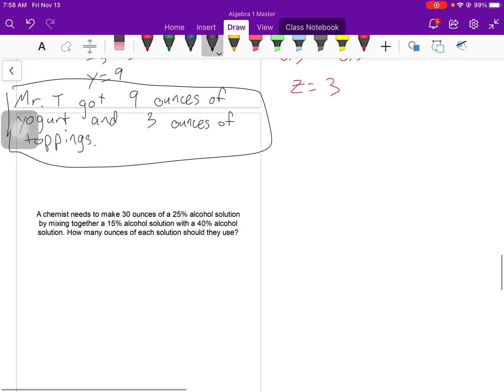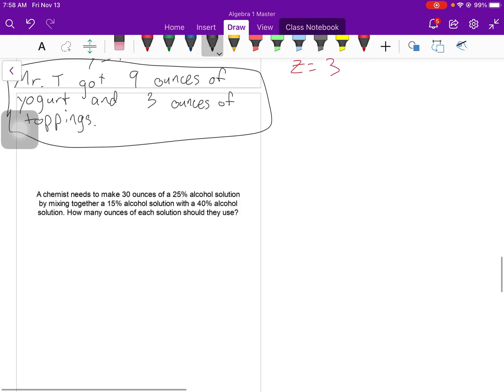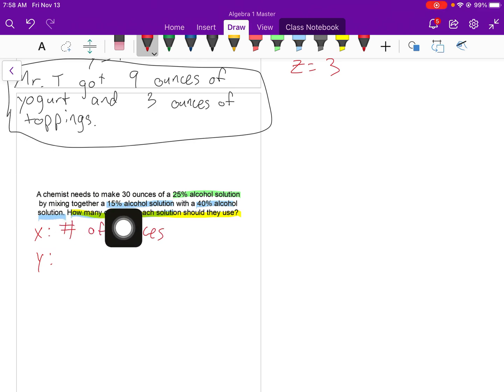All right. This next problem is the one that I think is the hardest in the notes, but it still follows that same pattern. So the question itself is how many ounces of each solution. There are two types of solution. There is a 15% alcohol solution and a 40% alcohol solution. That 25% alcohol solution is what I'm ending up with. So I need two variables. I'm going to use x and y, and I'm counting the number of ounces for both of these. So for x, I'm going to say the number of ounces of this 15% alcohol solution.